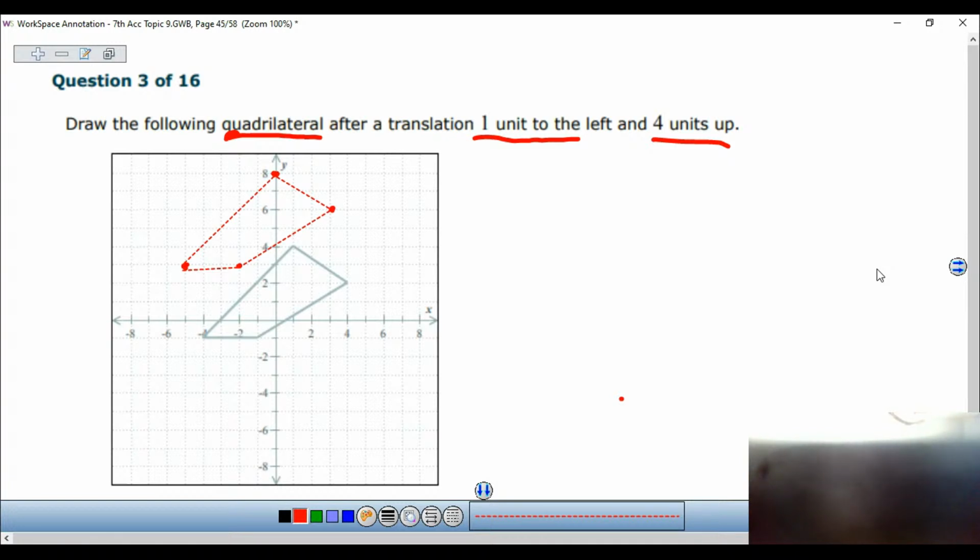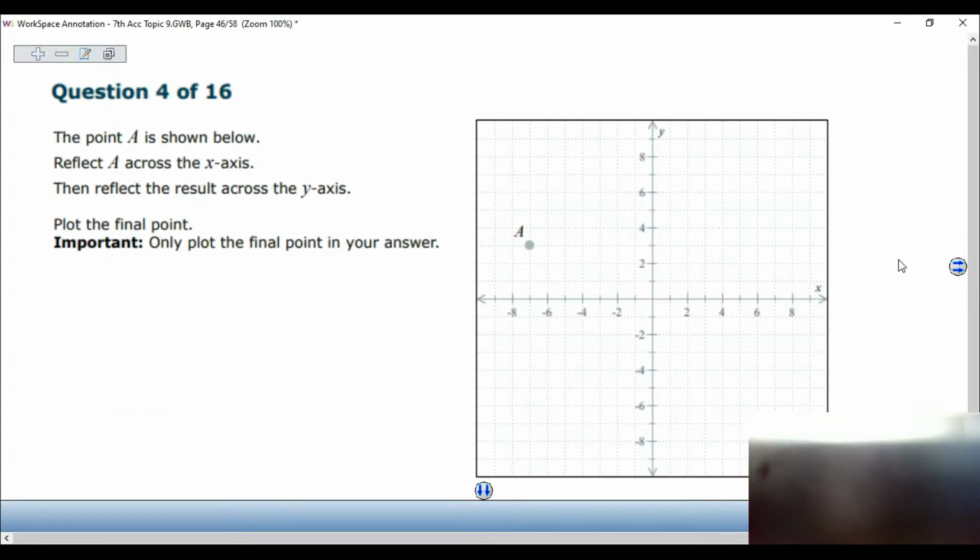Okay, here we go. Moving on to number 4. All right, so we have the point A shown below. They want us to reflect the A across the x-axis. So the x-axis, of course, is the horizontal line here. We're going to be reflecting it across that line.